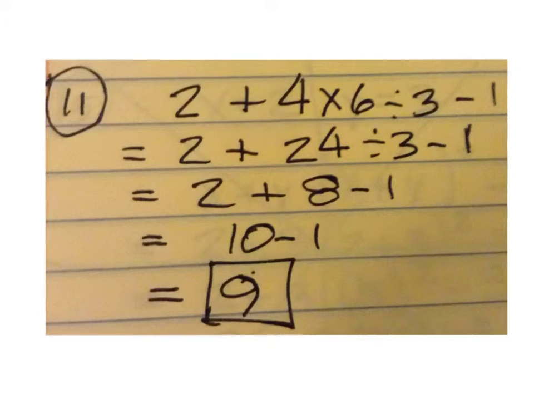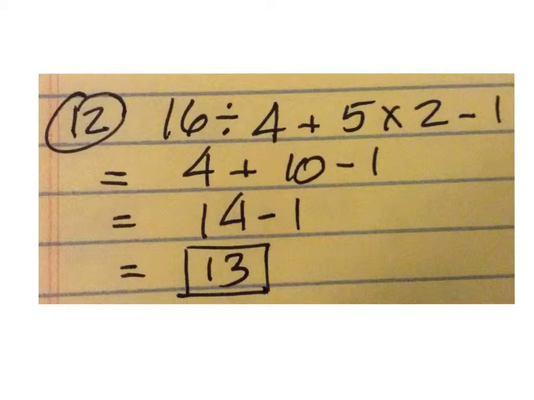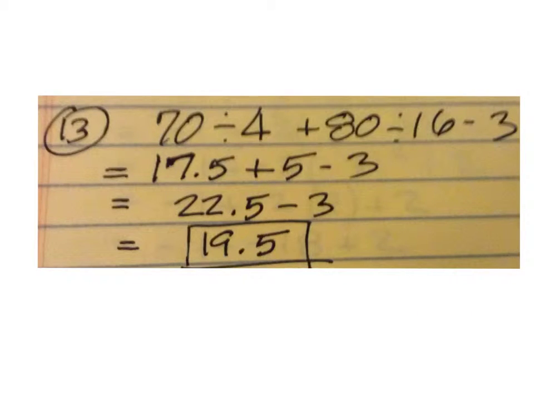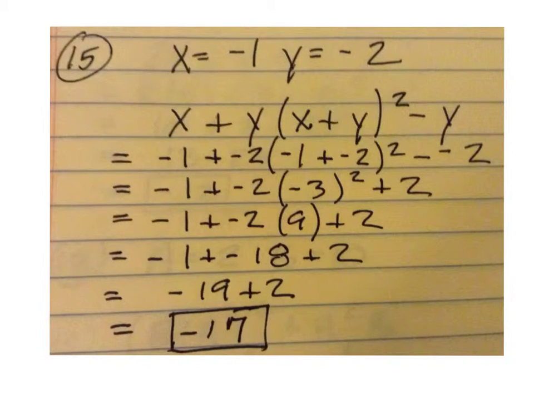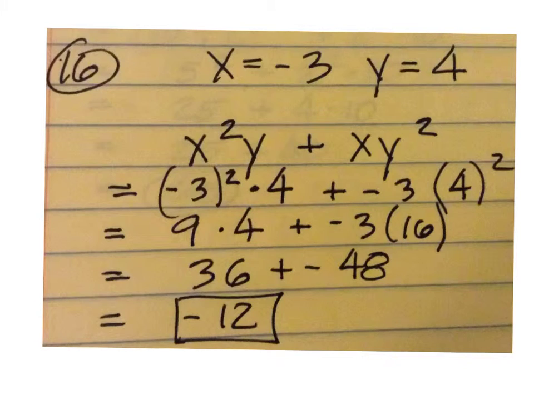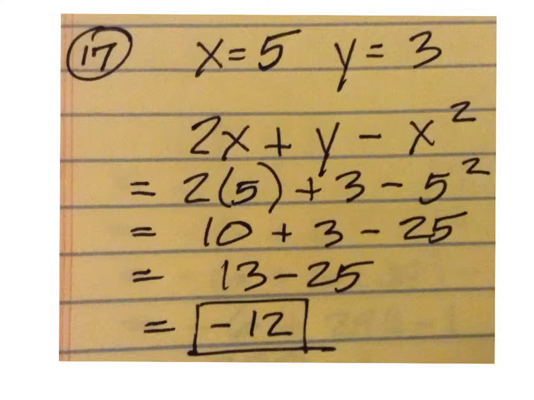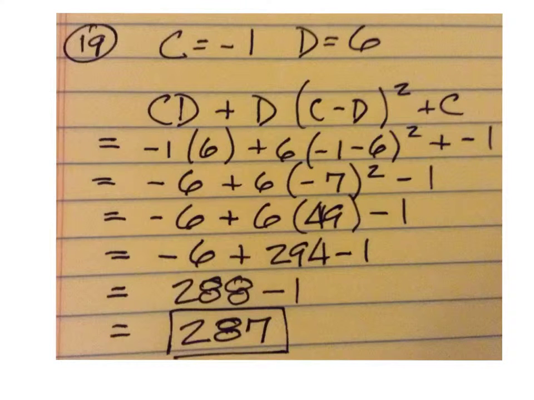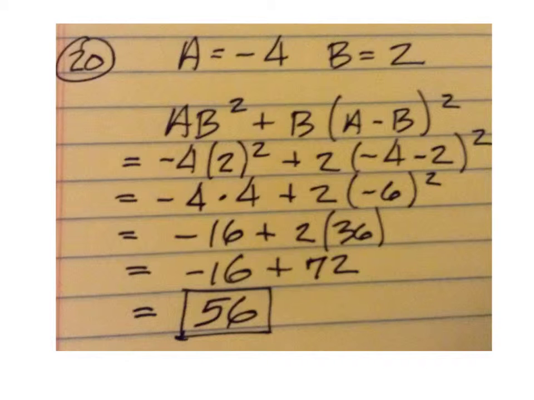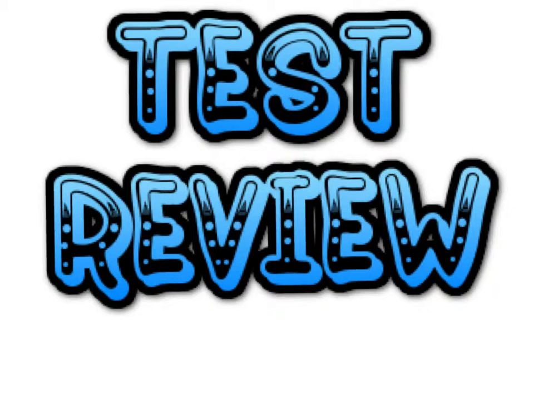11 is 9. 12 is 13. 13 is 19.5. 14 is 5. 15 is negative 17. 16 is negative 12. 17 is negative 12. 18 is 65. 19 is 287. 20 is 56. Next up is the test review.